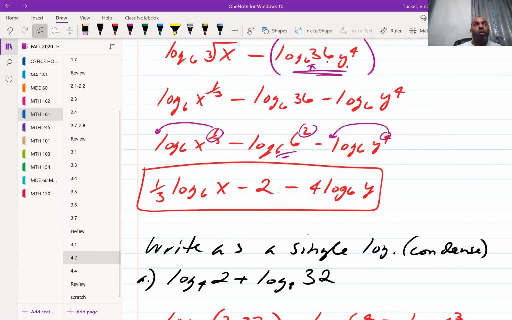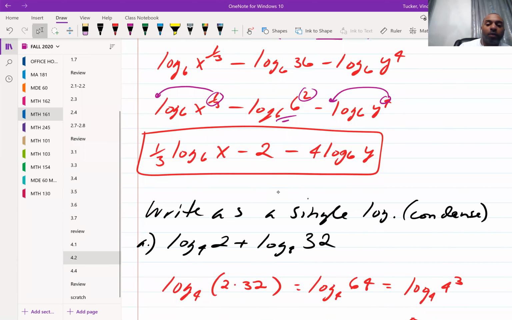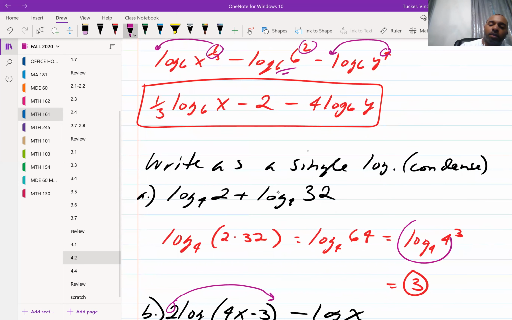So before, we would use multiplication to break it apart. Now we're going to use that relationship to bring them back together. So if I have log base 4 of 2 plus log base 4 of 32, I can bring them back together as multiplication. So it'd be log base 4 of 2 times 32. 2 times 32 is 64. 64 is 4 cubed. And that will reduce down to 3.